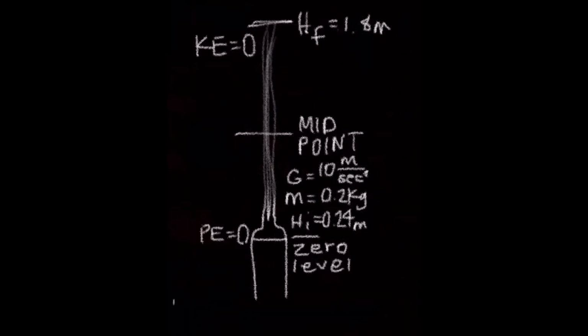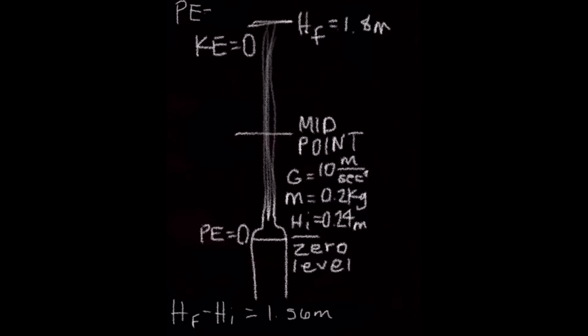Now that we have all the information that we need, we can now calculate the PE and the KE at the 3 different points. First, we must subtract the final height from the initial height so that we have the correct measurement to use for the PE formula. 1.8 meters minus 0.24 meters comes out to be 1.56 meters. Now that we have the correct height, we can now calculate the PE at the top where the liquid reached.